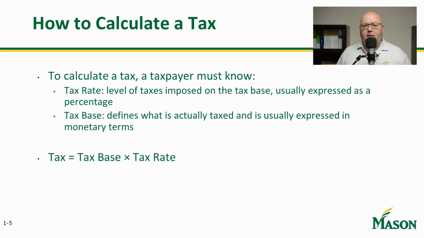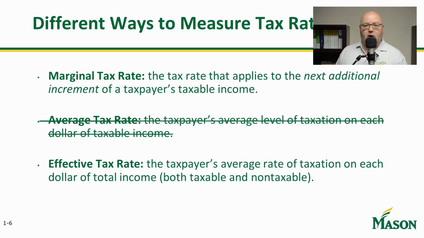Very rarely are you going to pay a flat amount of tax. It's usually going to be a percentage of something. Now, whether that percentage changes as you go up or down, as you will notice when we talk about regressive, progressive, and proportionate taxes, that'll change, but it's usually a percentage. And then the tax base is what's actually taxed and usually expressed in monetary terms, i.e. taxable income, $100,000, taxable income, $700,000 or whatever. And so the tax is going to basically be the tax base times the tax rate.